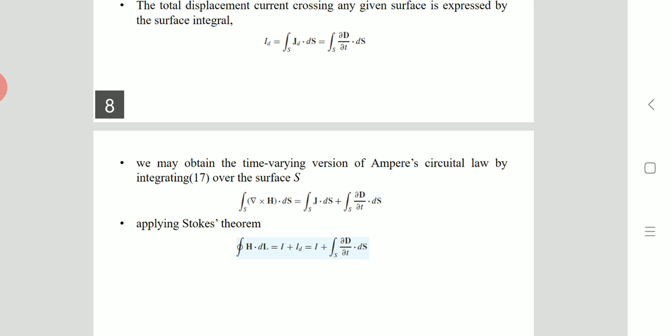So this is the displacement current equation as per applying Stokes' theorem. That is, the addition of one more current is considered here due to the non-conducting medium. So this is about the displacement current in terms of time varying fields.